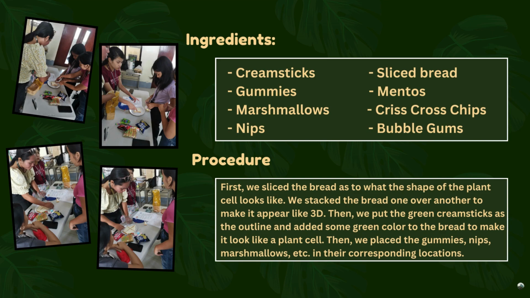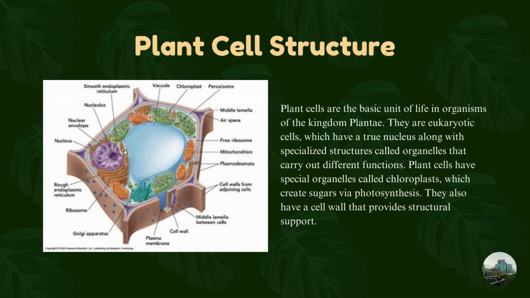Then we place the gummies, nips, marshmallows, Mentos, crisscross chips, and bubble gums in their corresponding locations. We'll just elaborate what edible material we used for the various parts as we discuss its functions. Now let's have the plant cell structure.